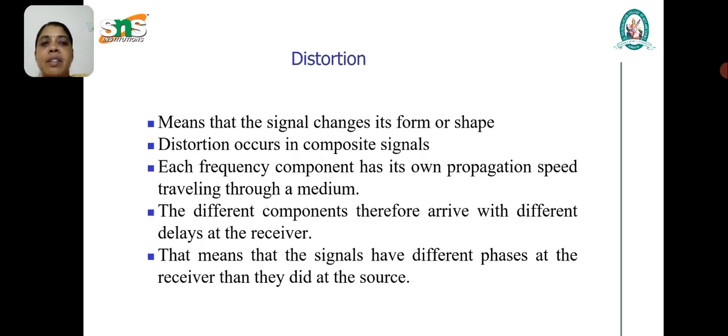Next is distortion. It means the signal changes its shape while transmitting from sender to receiver. It is also called a composite signal, because when we send information, there may be components of different frequencies. Each frequency component has its own propagation speed traveling through a medium. The different components therefore arrive with different delays at the receiver. This is due to distortion. That means the signal has different phases at the receiver than it did at the source. The source sends the information exactly, but the receiver may receive the information in a different position.